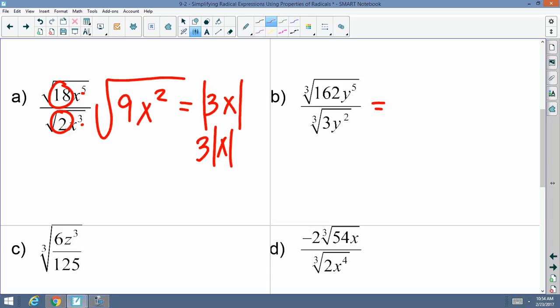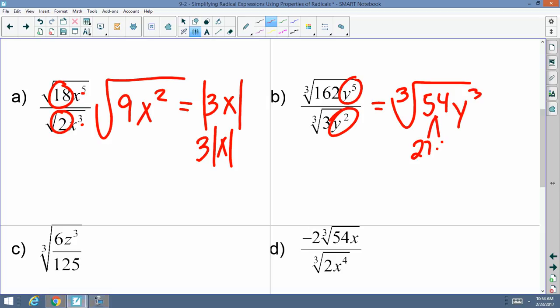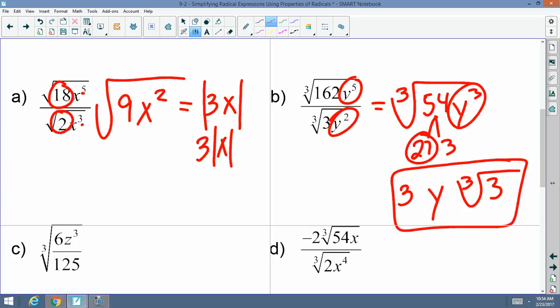How about here, guys? Got the cube root of 162y to the fifth divided by cube root of 3y to the second. What's 162 divided by 3, guys? 54 is exactly, thank you. So this is the cube root of 54. And what's y to the fifth divided by y squared? y cubed. 54 can be broken down into 27 times 3. What's the cube root of 27? So I got a 3 with the cube root of 3 left over. And then what's the cube root of y cubed? y. Done. Does that make sense?